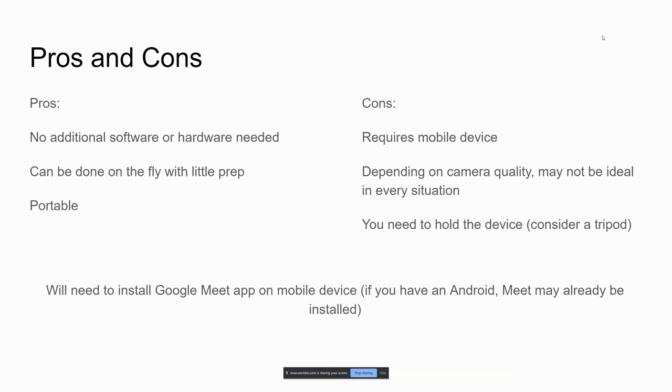So the last item we have here on our pros and cons page isn't really a pro or a con, but it is something that is super important if you plan to use your mobile device for a document camera. You are going to need to install Google Meet on your mobile device. Now, if you have an Android phone, it may have come with Google Meet already installed on it. If not, Google Meet is available for free in both the Apple Store as well as in the Android Store.